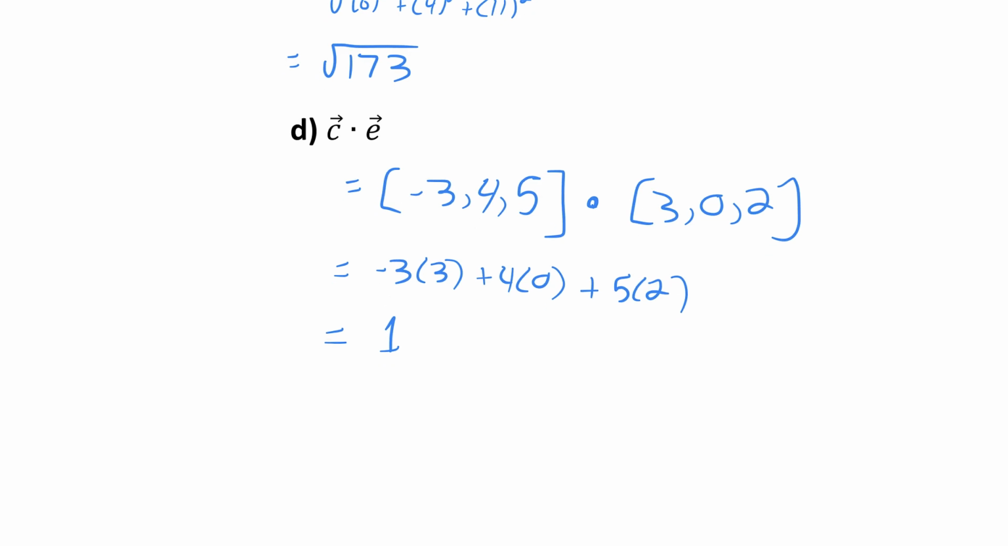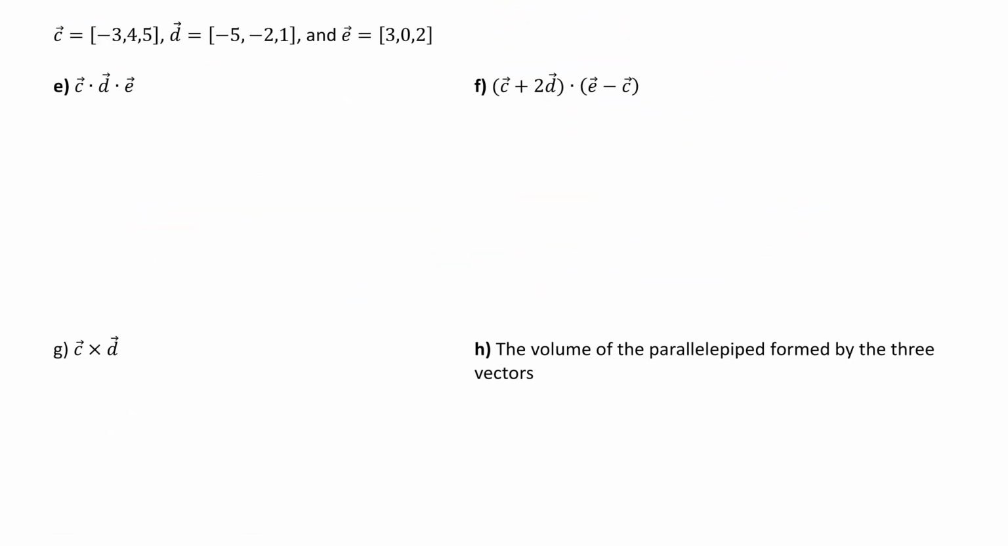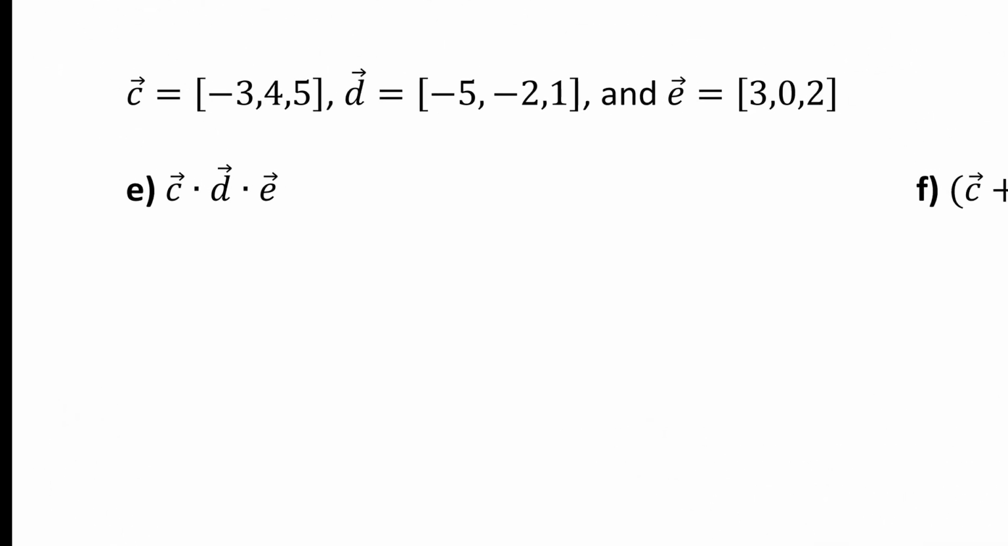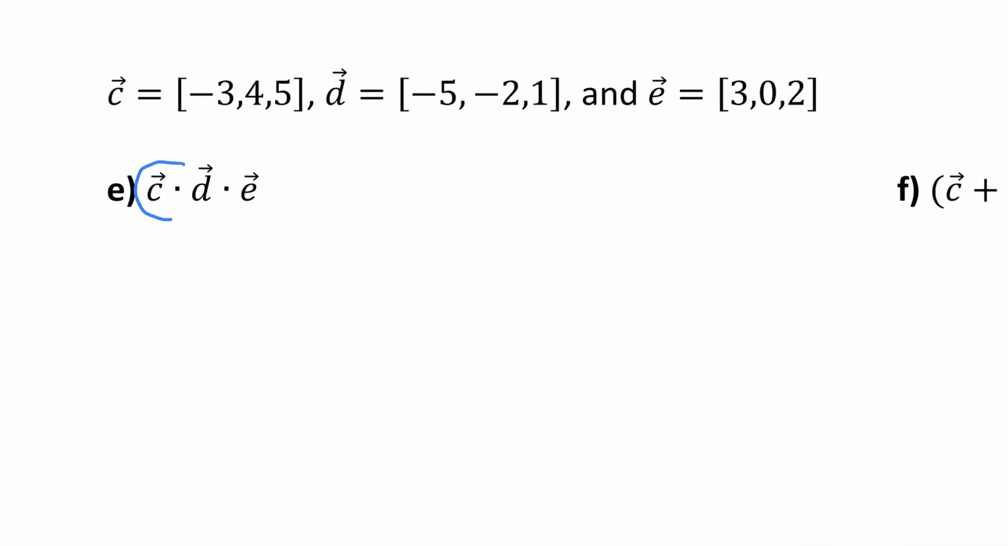There's the dot product. Part E asks me to do C dot D dot E. Well, I know this one's not going to be possible because when I do the first dot product, C dot D, that's going to give me a scalar.